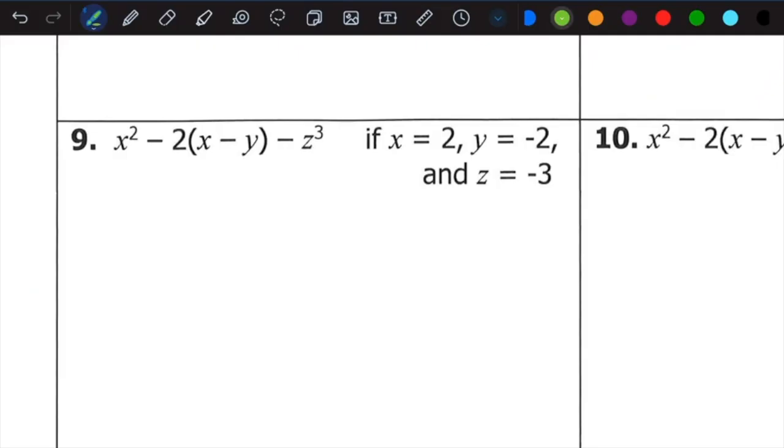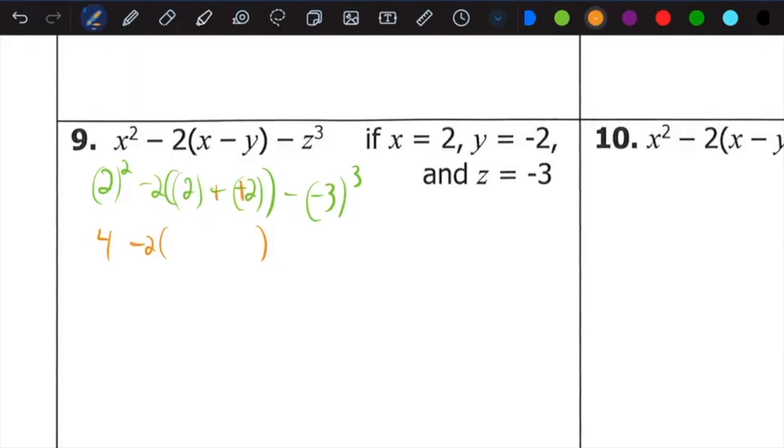Moving forward, number 9, let's plug these in. So 2 for x, so 2 squared minus 2 times 2 minus negative 2 minus negative 3 being cubed. So 2 squared is 4. I can go ahead and do that since the only operation next to it is a minus sign. Then inside the parentheses, we have 2 negatives in a row, so that'll be adding, and 2 plus 2 is 4.